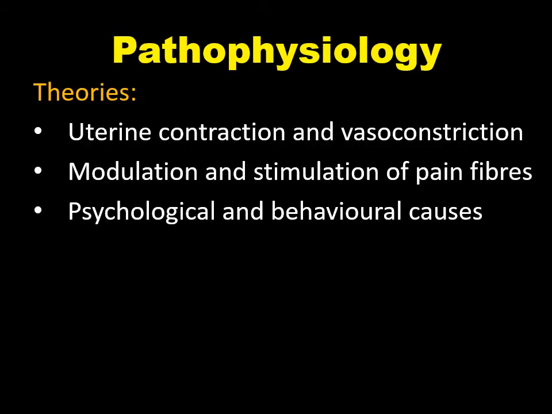The cause of dysmenorrhea is not clearly understood. There are few theories to explain the cause and the pathophysiology of dysmenorrhea. The first one, uterine contraction and vasoconstriction. Think of prostaglandins.